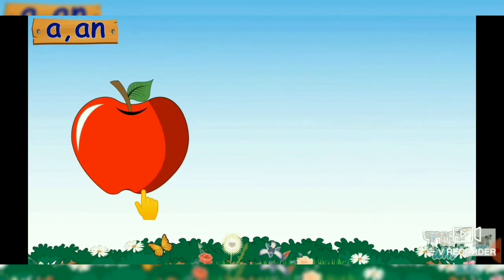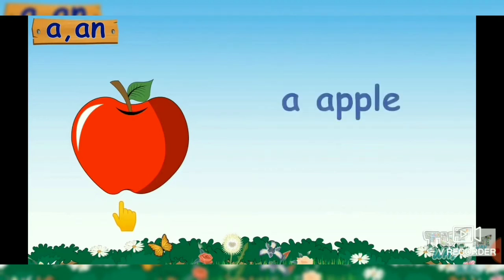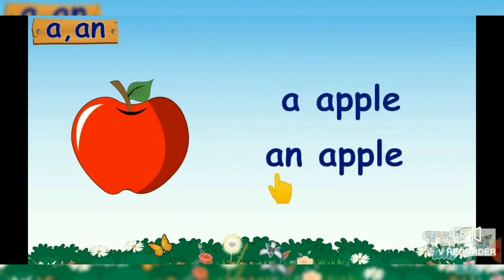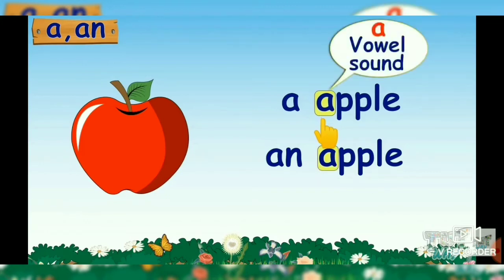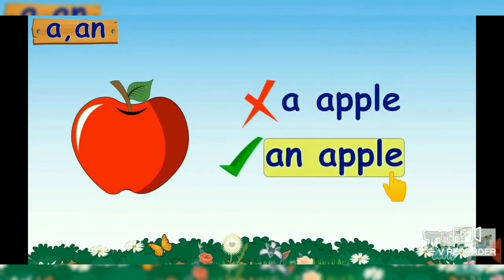Let's learn the usage of a and an with several examples. What is this? This is a single apple. So, we have to use a or an before it. But apple starts with the sound of a. So, it is a vowel sound. So, we will choose an apple from these. So it is an apple. Okay.